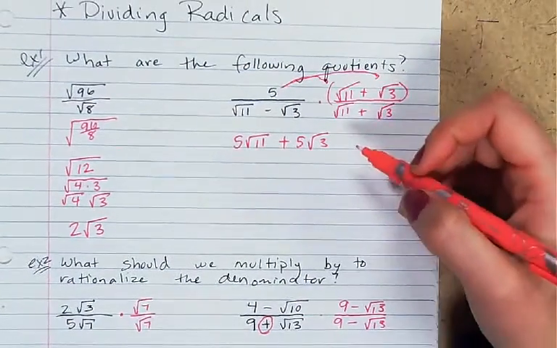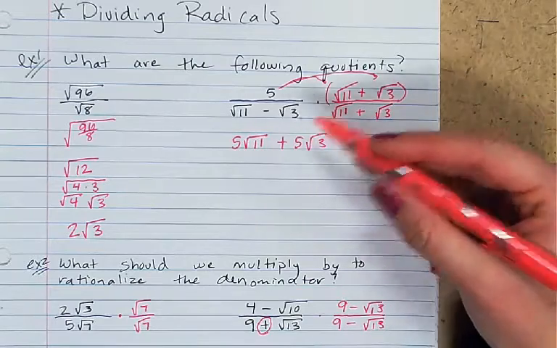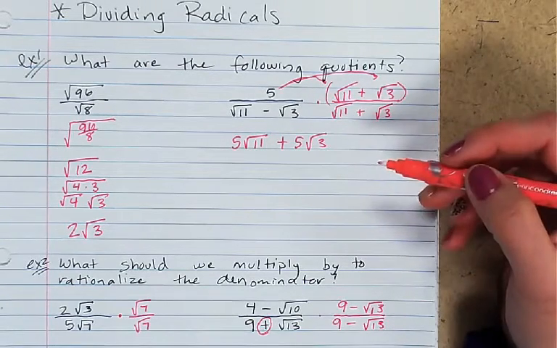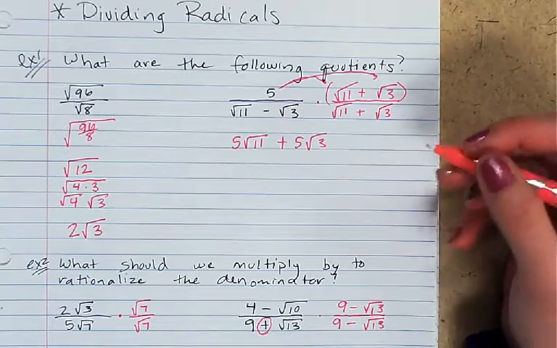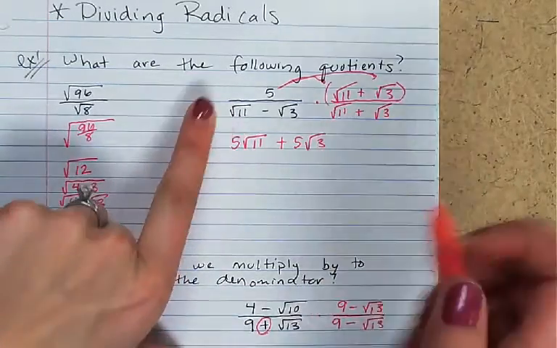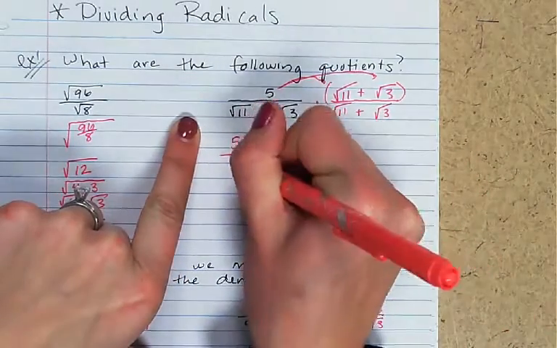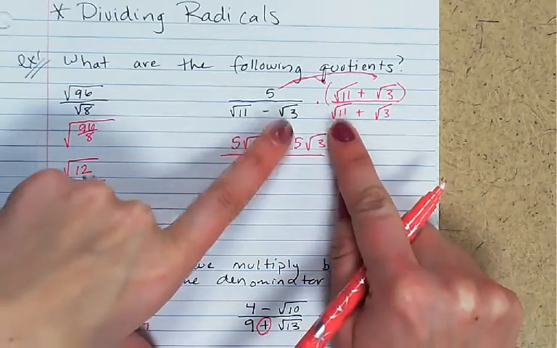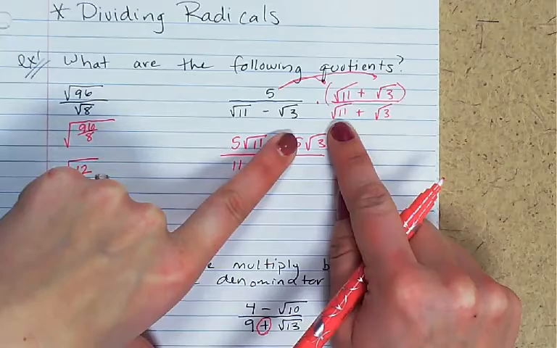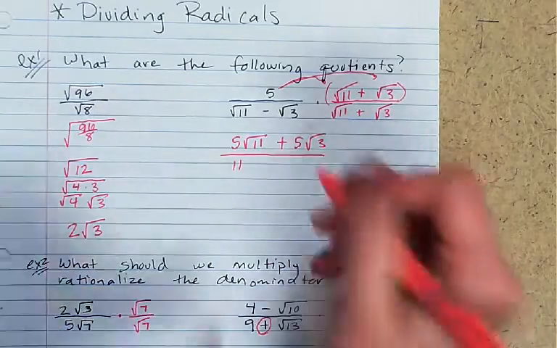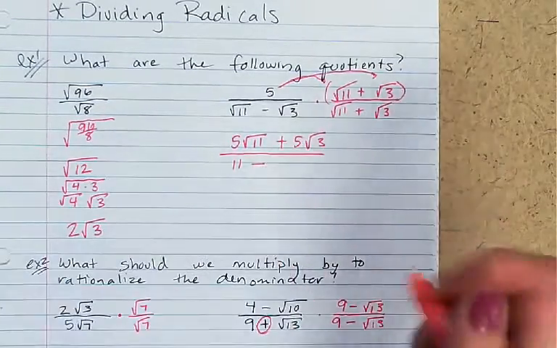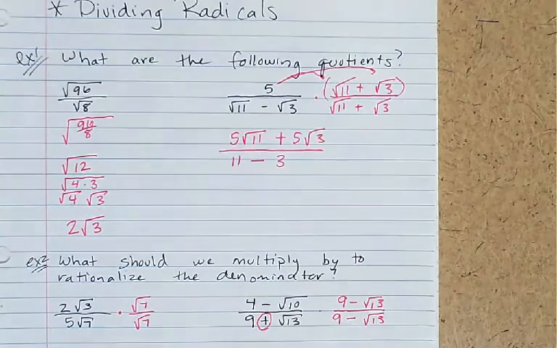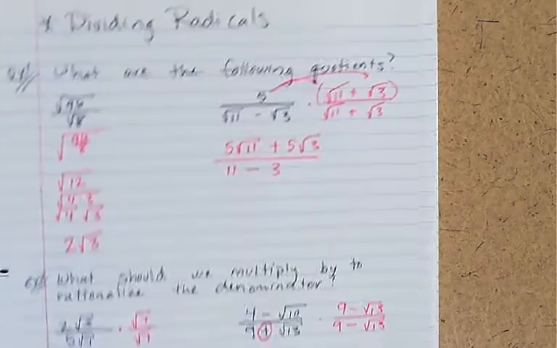Now in the denominator, what ends up happening is this is a difference of squares. So if we were to FOIL it, the middle term is going to end up canceling out. So root 11 times root 11 is just 11. And then you'd have plus root 11 root 3 minus root 11 root 3. So those would cancel each other out. And then last, root 3 times root 3 is just 3. And one is negative and one is positive, so that's why it's a subtraction sign there. Okay.